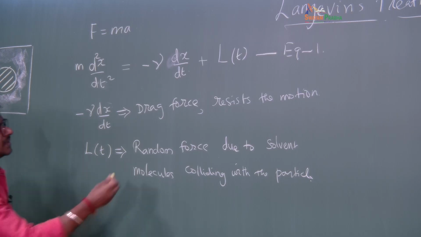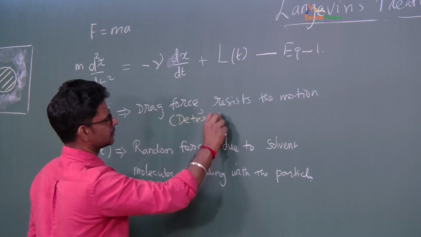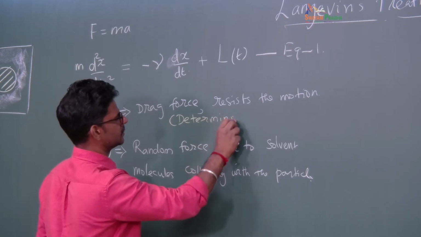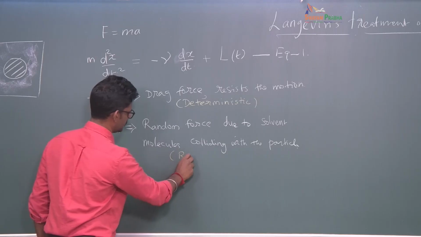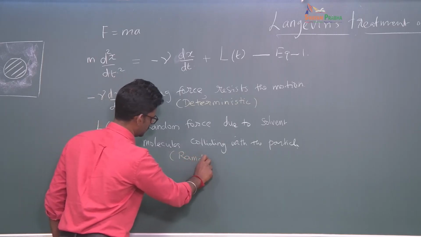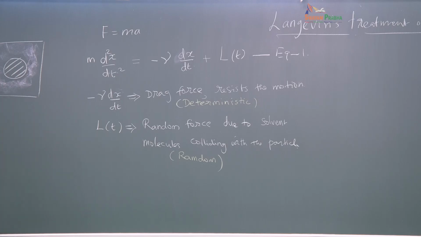And we say that this has a deterministic characteristic and this has random characteristics or probabilistic characteristics.